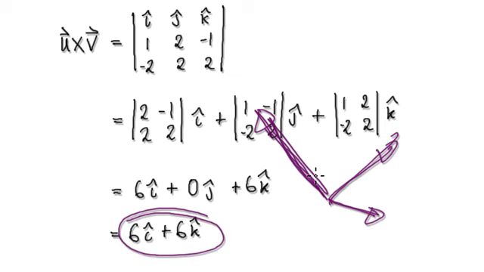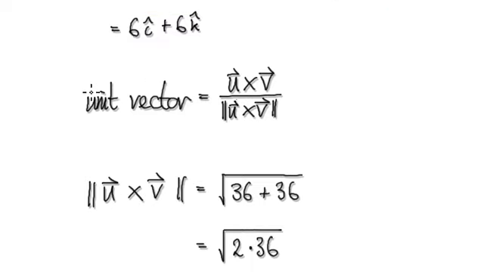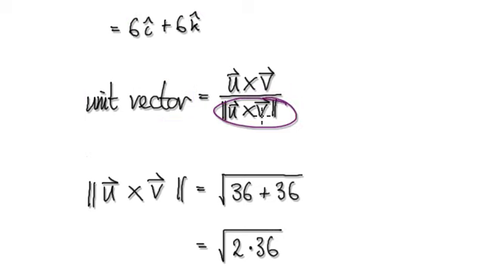So now we need to get the magnitude, because we want the unit vector. So to get the unit vector, in order for us to get the unit vector, we need to get this, which is this, divided by the magnitude. So now we need to work out the magnitude.